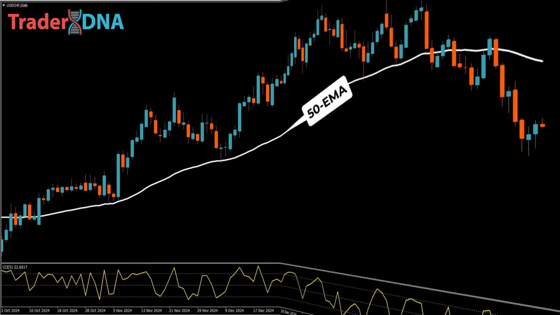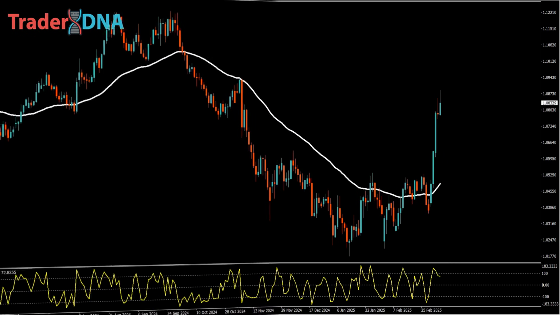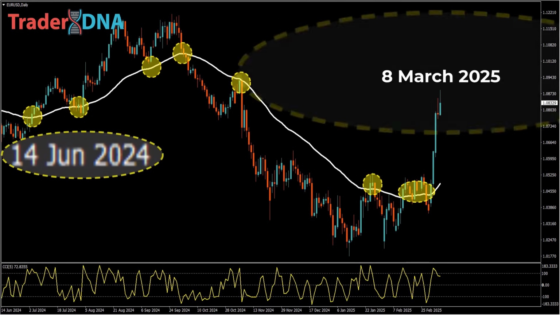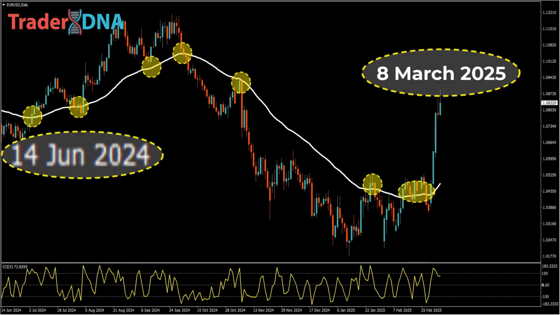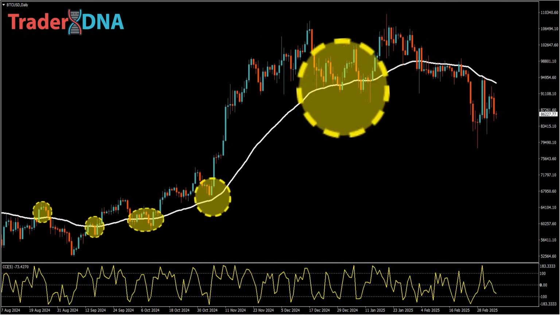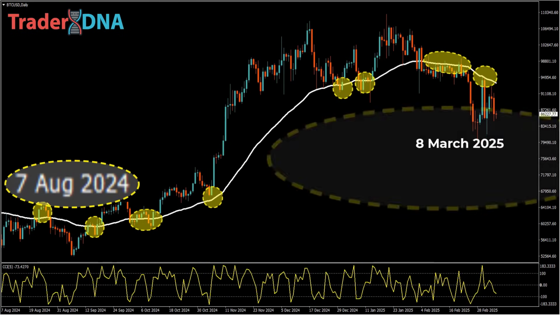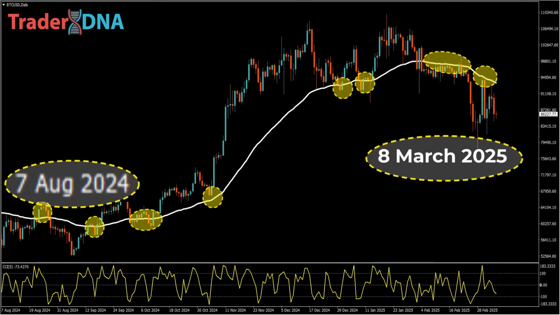The EUR/USD chart on the daily time frame from June 14th, 2024 to March 8th, 2025, you can see how price consistently respects the 50-period EMA. Now, check this out, the BTC/USD chart on the daily time frame. From August 7th, 2024 to March 8th, 2025, the market once again reacts to the 50-period EMA, confirming its importance.